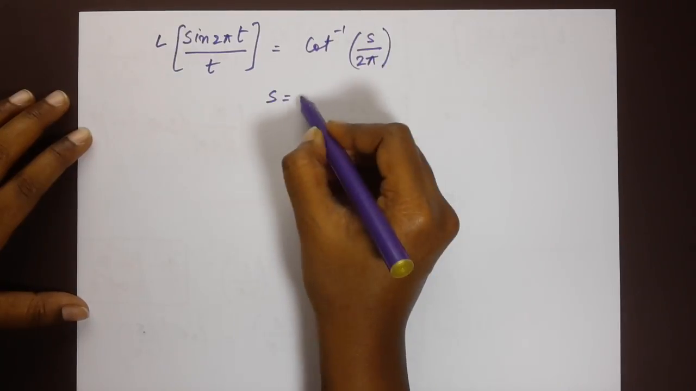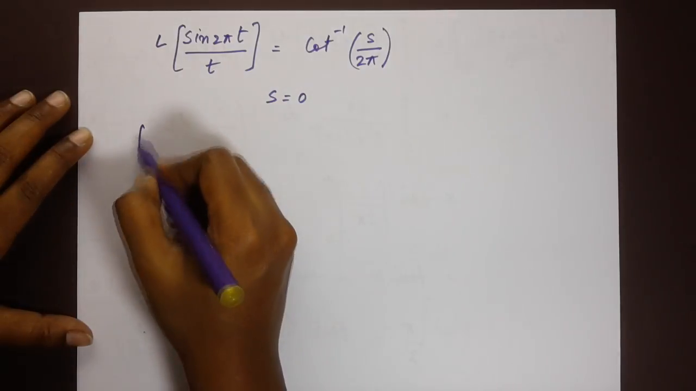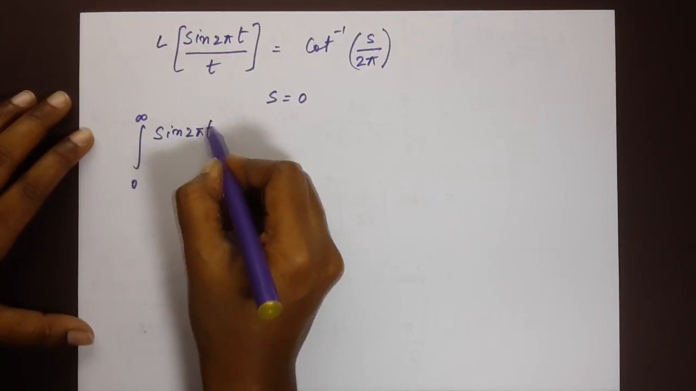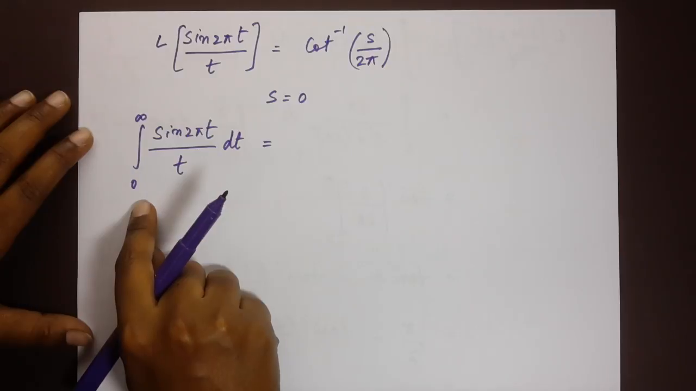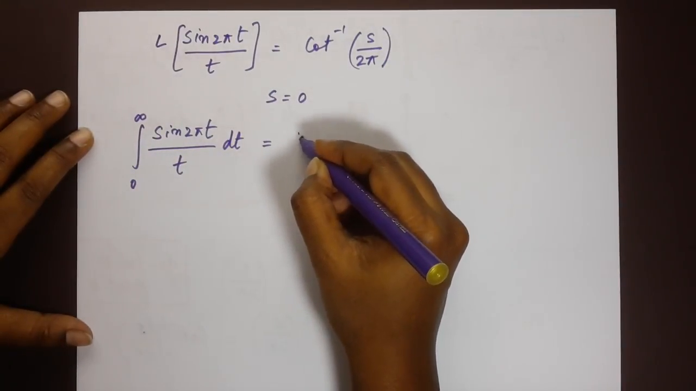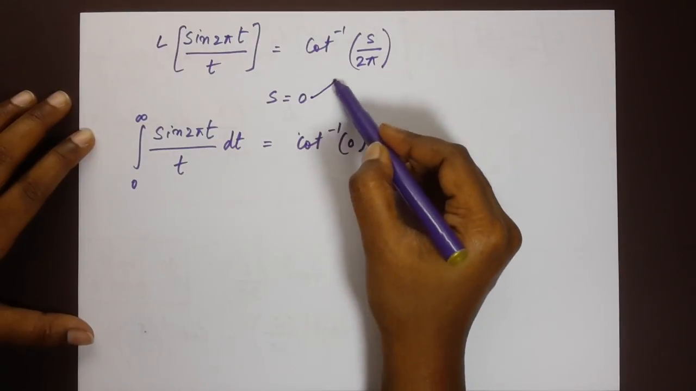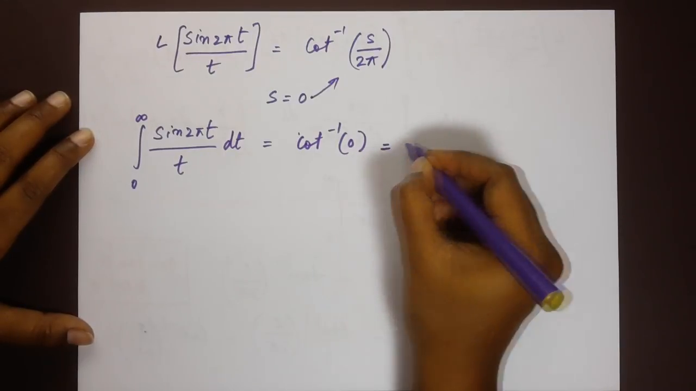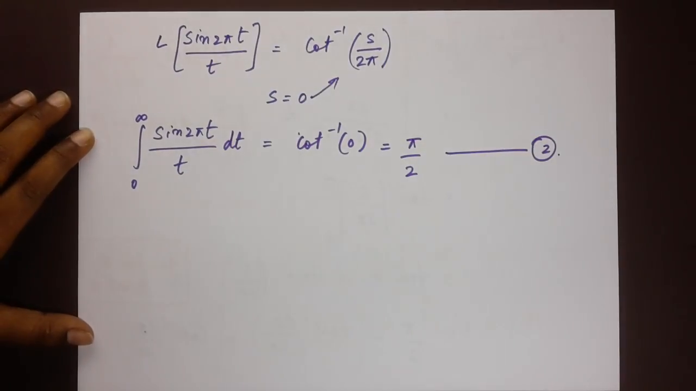Now let's substitute s is equal to 0. We'll substitute s is equal to 0. The integral from 0 to infinity of sine 2 pi t by t dt is equal to, now we are applying the integral, cot inverse of 0 when we substitute 0 into this part over here. Now cot inverse of 0 is pi by 2. Let's call this equation 2.